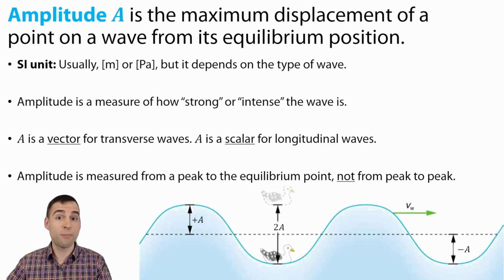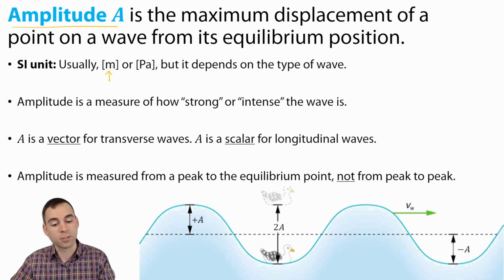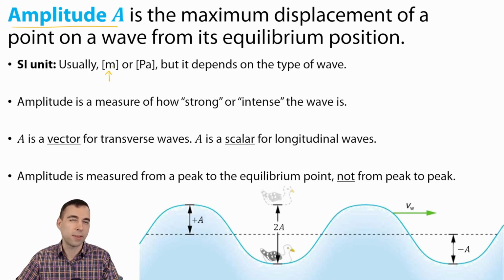There are several wave parameters that characterize a wave. The amplitude describes the maximum displacement of a point in a wave from its equilibrium position. This is usually measured in meters, especially for a water wave, but other types of waves can have different types of units depending on what displacement we're measuring.